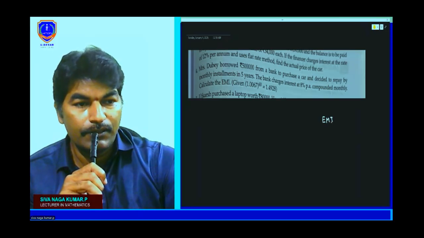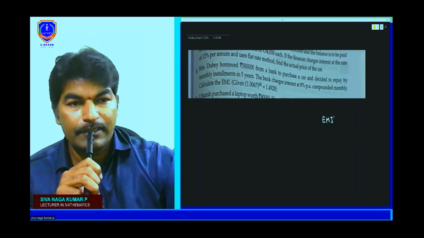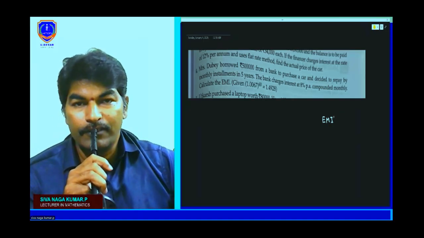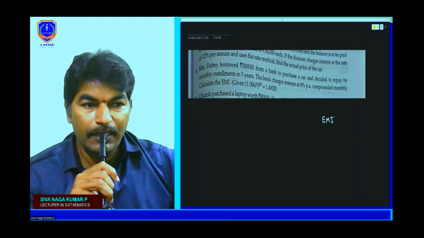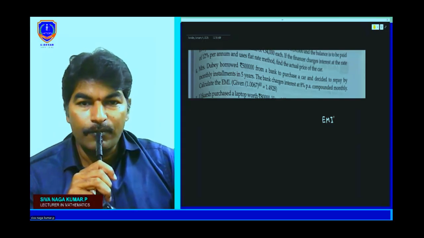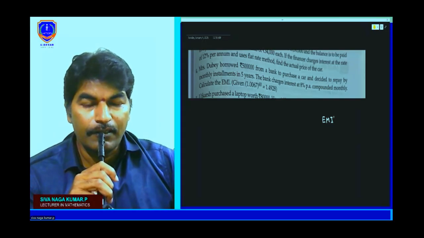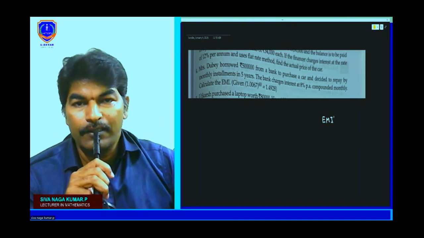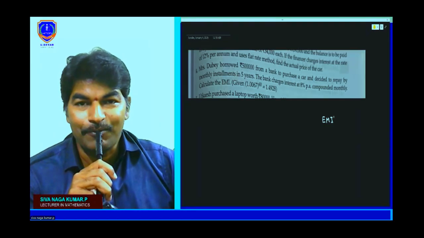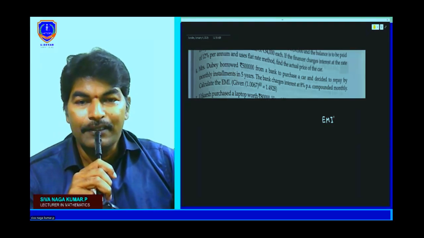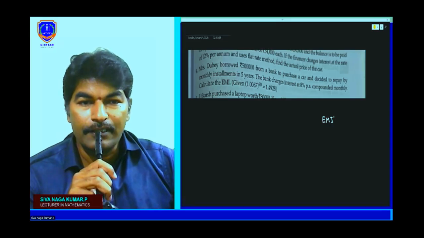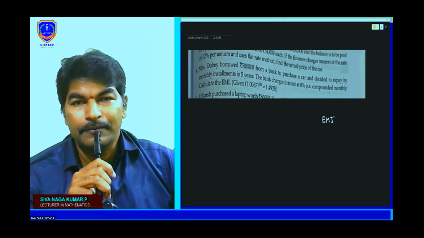There are two types of formulas and procedures for calculating EMI. The first one is the flat rate method, and the second one is the reducing balance method. Here in this problem, they are not mentioning any method to calculate the EMI. So first identify how many marks you are getting from this problem. Accordingly, you can decide which method you are going to proceed with.